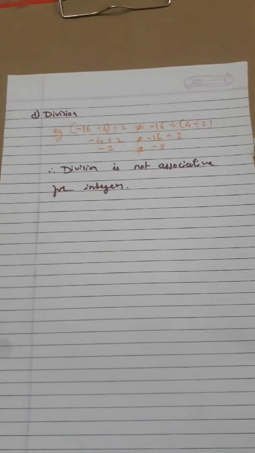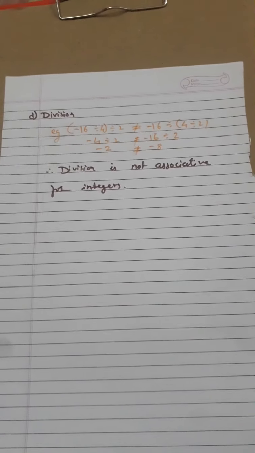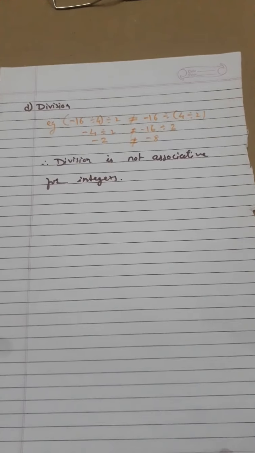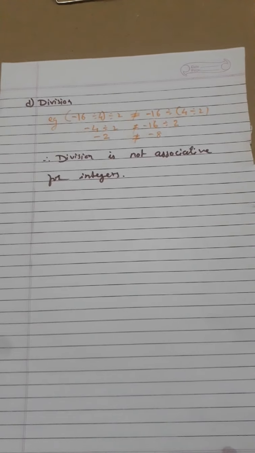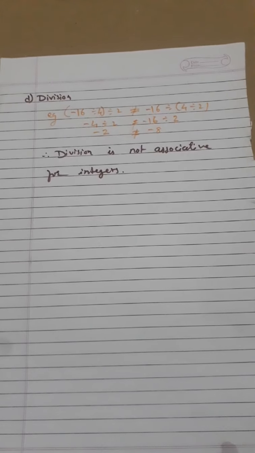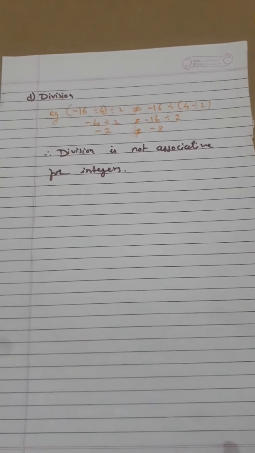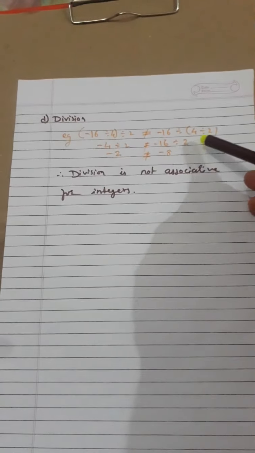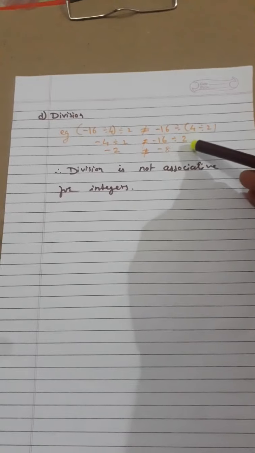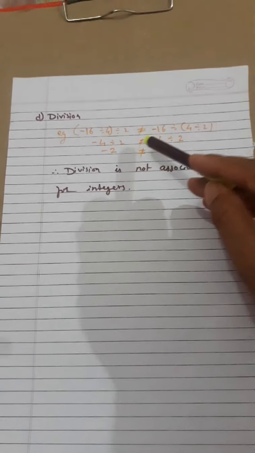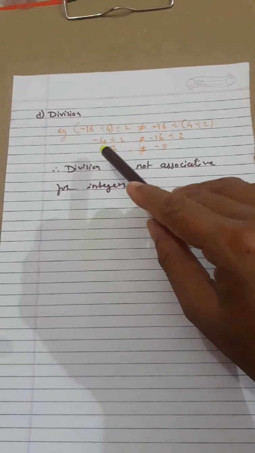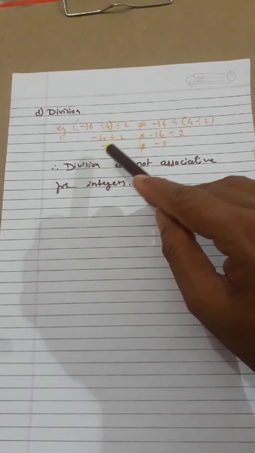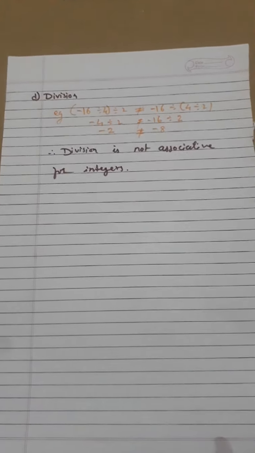Let's go for the division. Division for associative. So minus 16 divided by 4 in bracket and then divided by 2. Minus 16 divided by in bracket 4 divided by 2. According to the BODMAS rule, you will solve the bracket first. So 4 divided by 2, 2. Minus 16 divided by 2 gives you minus 8. And in the same case here, minus 16 divided by 4 gives you minus 4. Then minus 4 divided by 2 gives you minus 2. So both the answers are not the same. So we can say that division is not associative for integers.